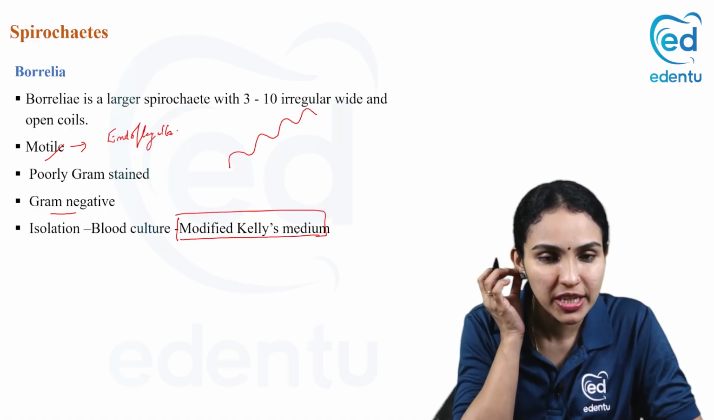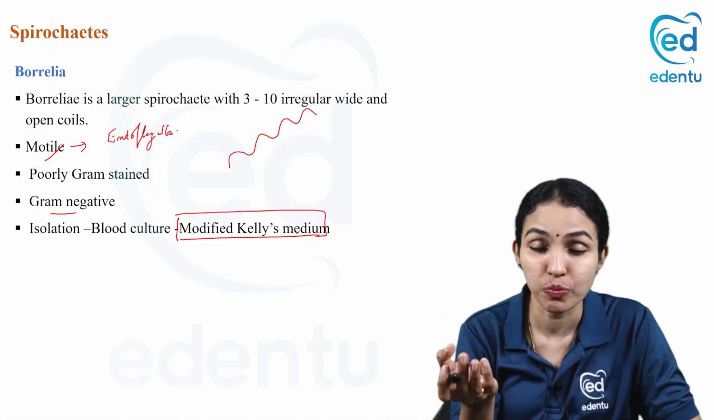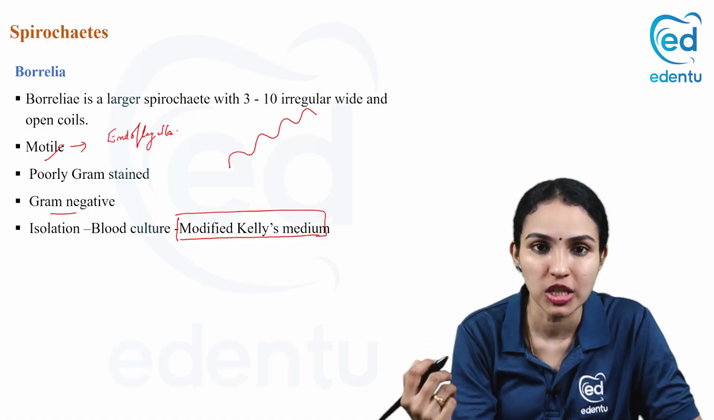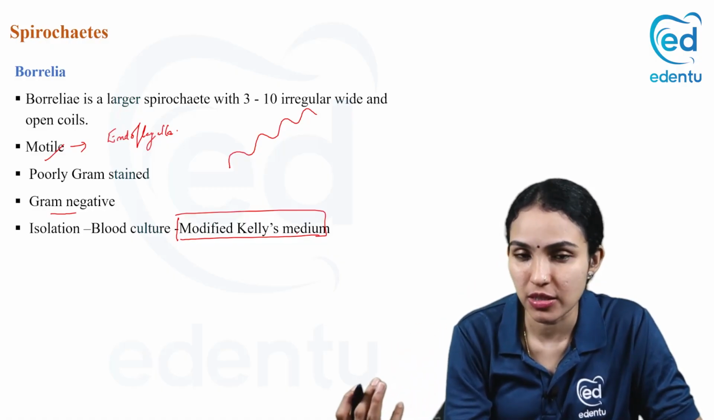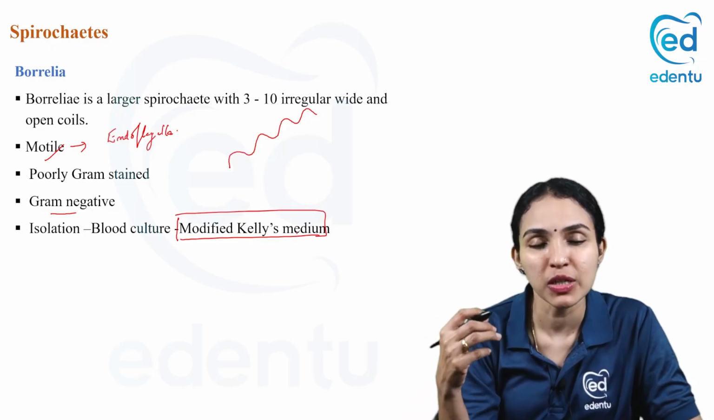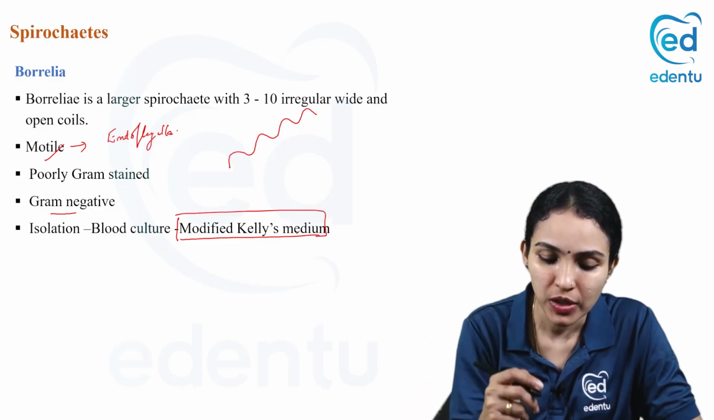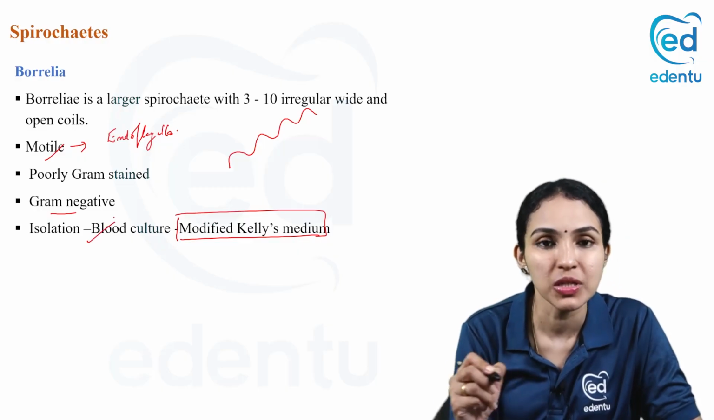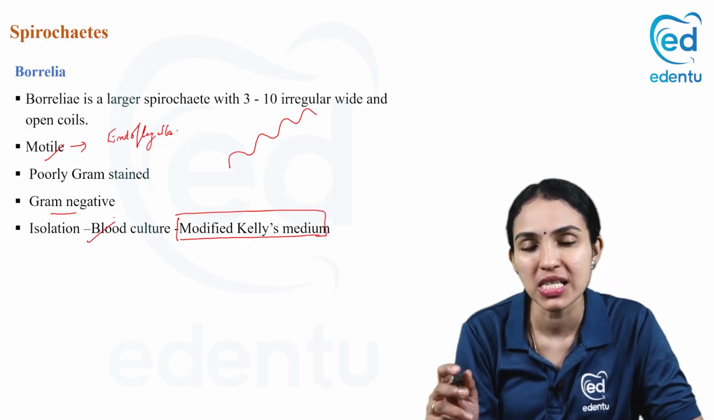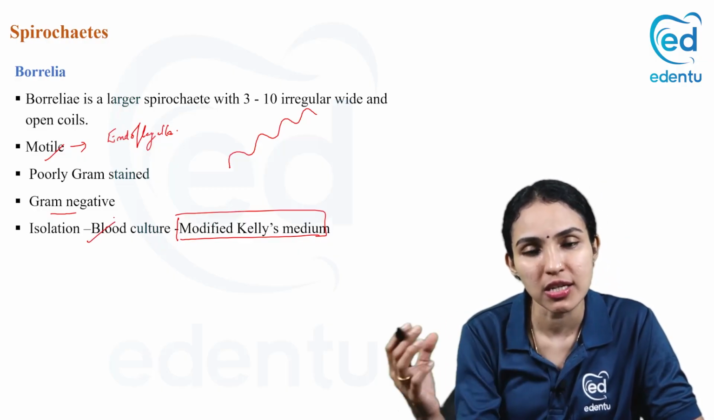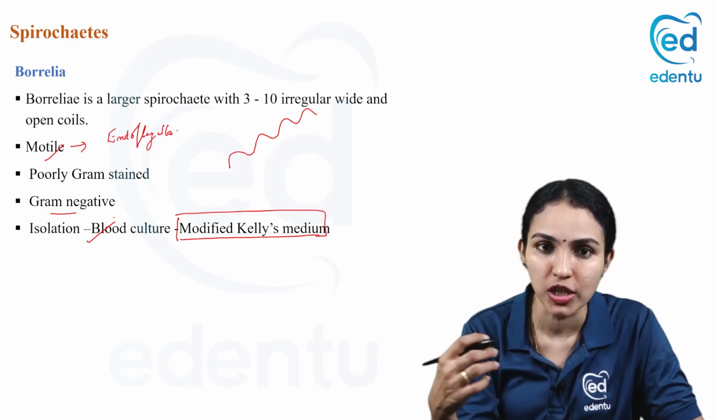So this is a special medium. You know, in Treponema, you can't do culture in artificial medium. We can't cultivate Treponema in artificial culture medium. But for Borrelia, we have a special kind of medium called modified Kelly's medium. And what are you using as the sample? The sample is blood culture because this is basically a bloodstream infection. The organism gets into the blood and goes to different organs.